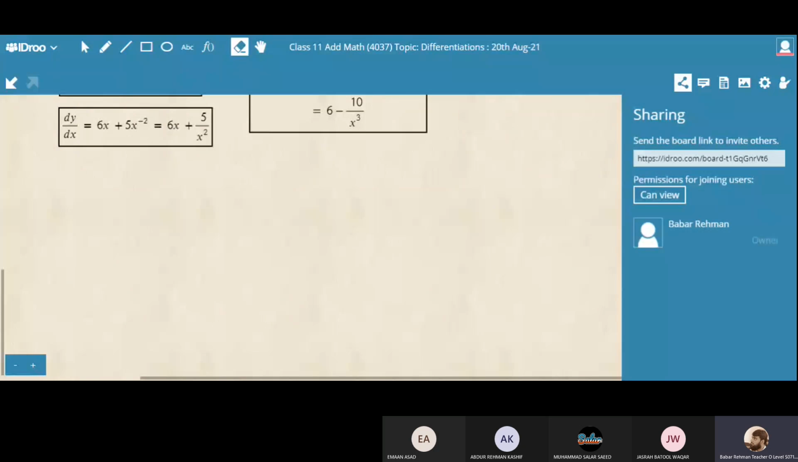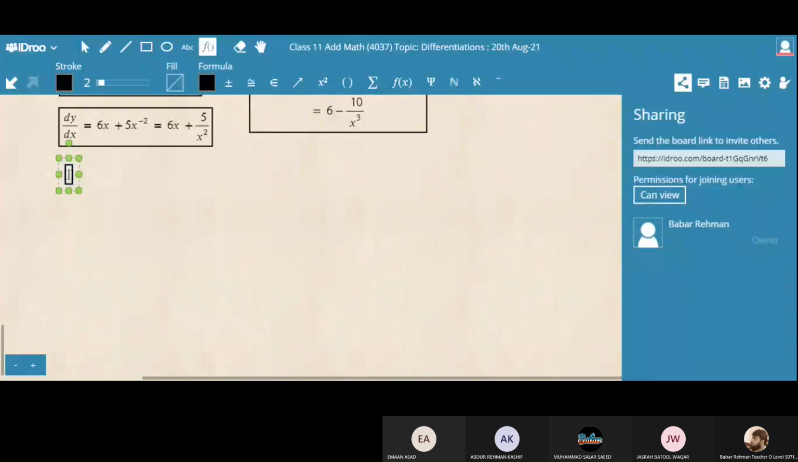Write this question in your notebook. Write on a curve. Given that f of x is equal to x cube minus 7x square plus 2x plus 1.